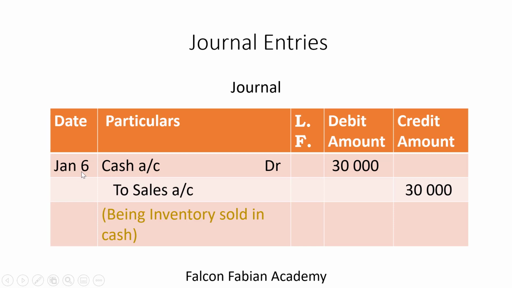So the date is January 6th. The account to be debited first is cash, followed by A/C, then the word DR over here. So cash account debit, in the debit column, 30,000.